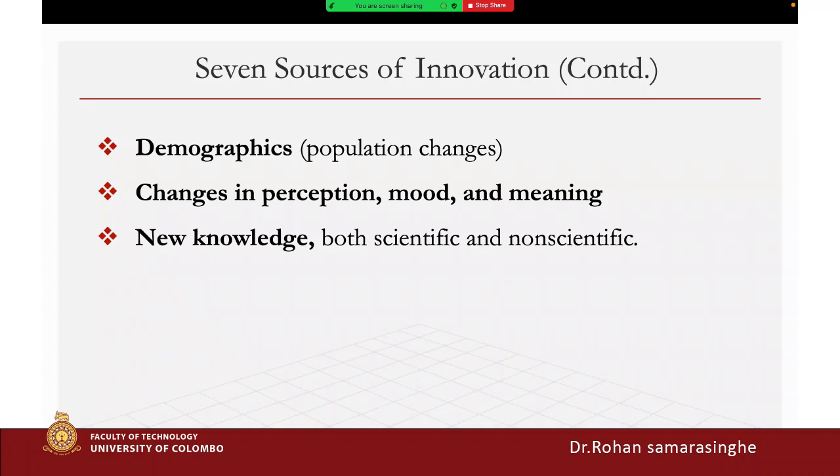Then new knowledge, both scientific and non-scientific, and developing that knowledge. When you study ICT, you are knowledgeable of that, and you can introduce sophisticated methods to do the task or get things done very easily. These are the seven sources of innovation.